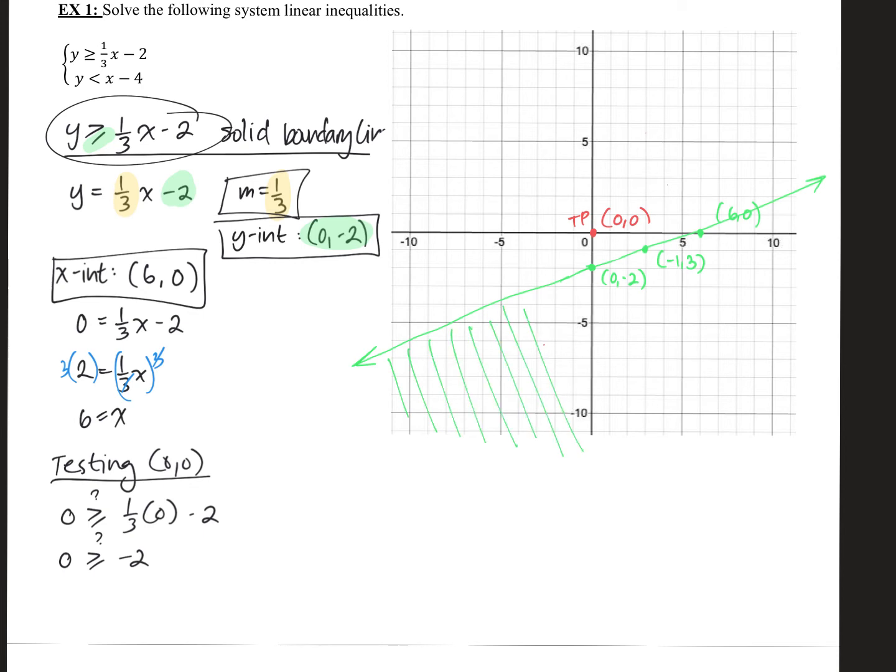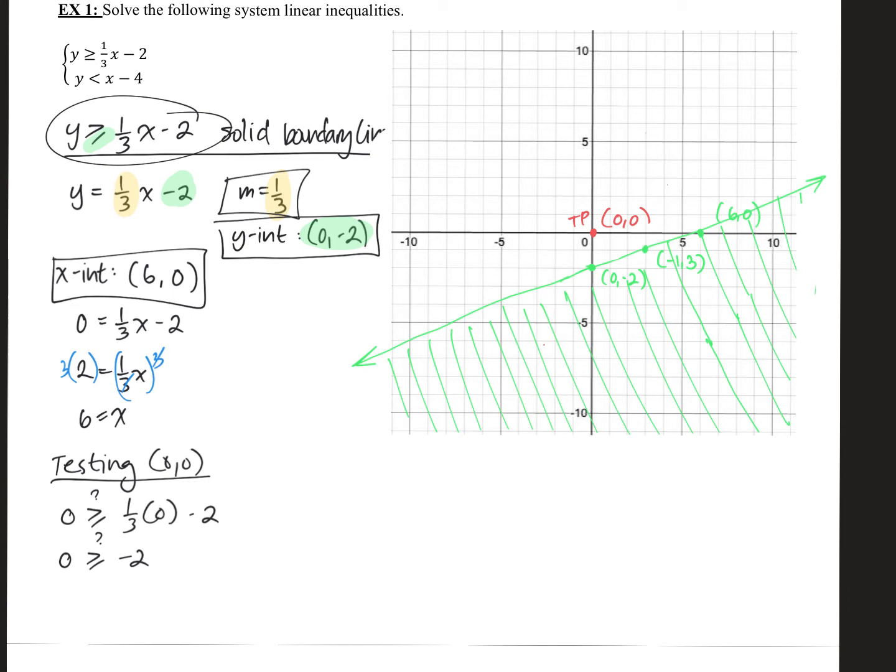Nice shading. Shade all the way to the edge of the graph. Don't just sort of half-heartedly shade. Shade all the way to the edge of the graph to let me know that you know it's the entire area. If you want to clean it up a little bit, you can. You don't have to do the cleaning, but just shade to the edge of the graph, please.